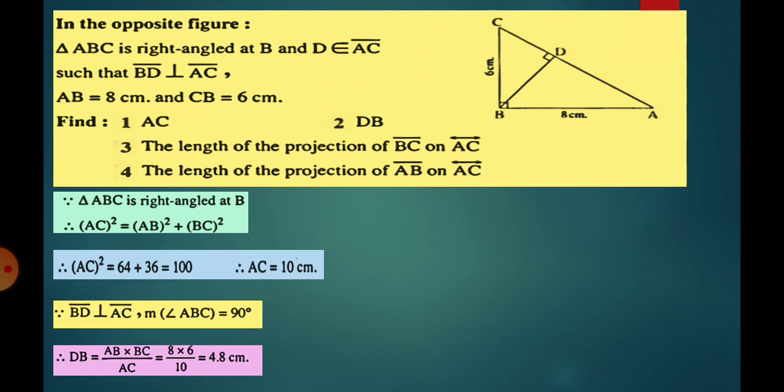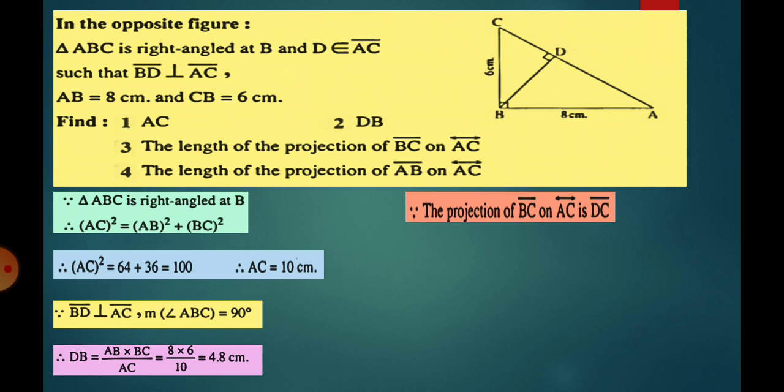Number 3, the length of the projection of BD on AC. First, to find the projection of BC on AC: the projection of B is D, and the projection of C is itself. The projection of BC on AC is DC. Then we want to find the length of DC.